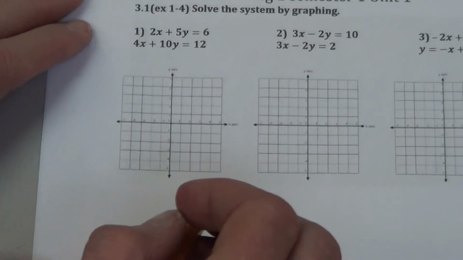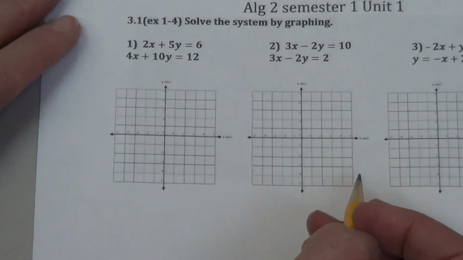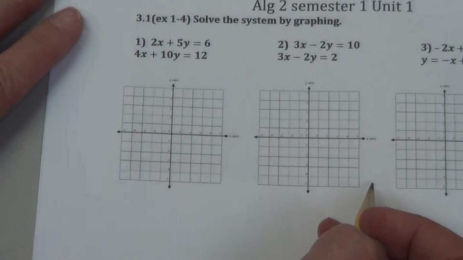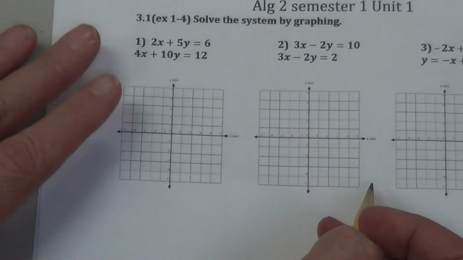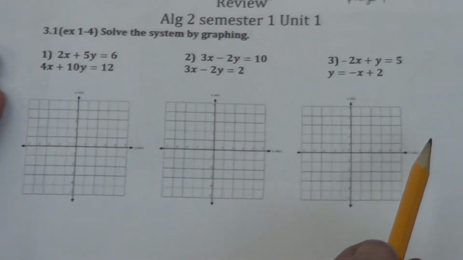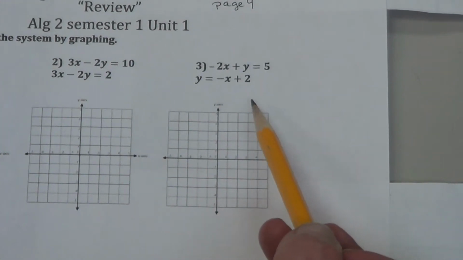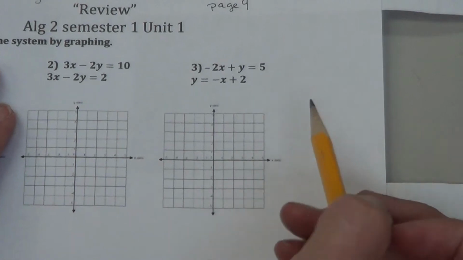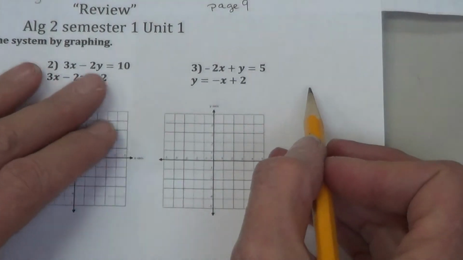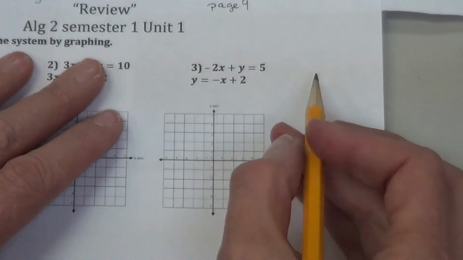Okay, here is the first graph that we're going to do. In order to graph a line, I always request that you get the y alone. So if you look at these, over at number 3, we have one with y alone. Let's graph it first, just so we remember how the graphing goes.